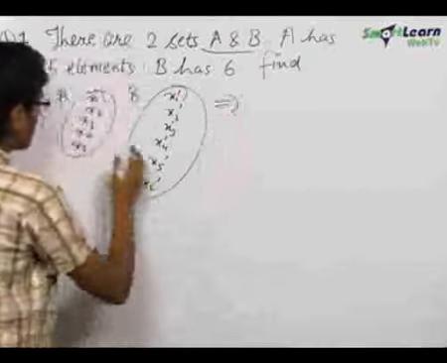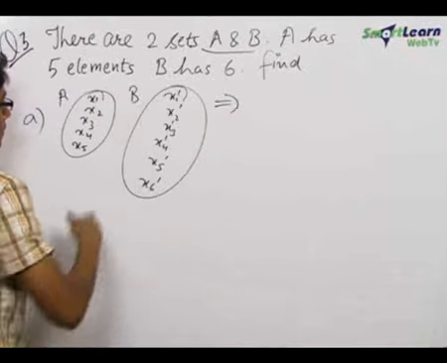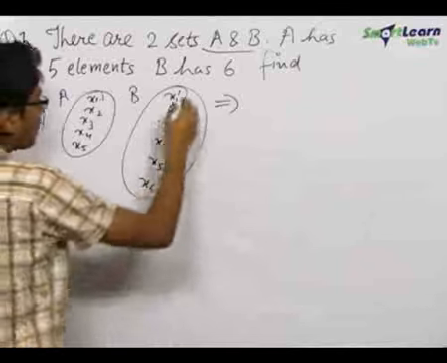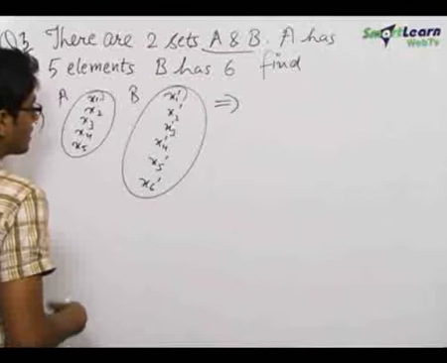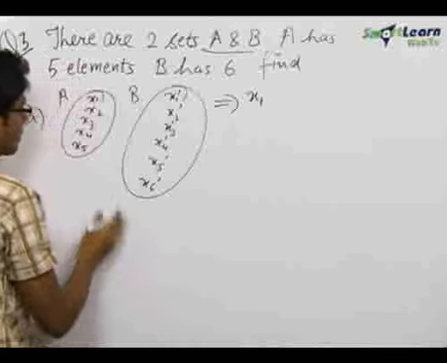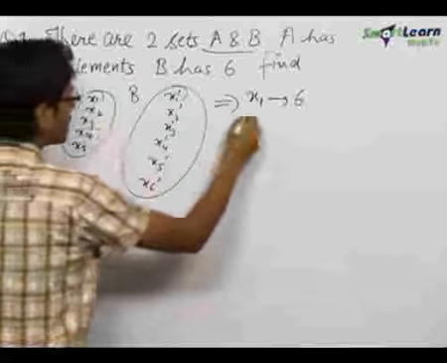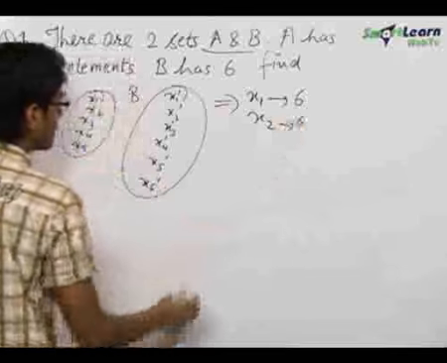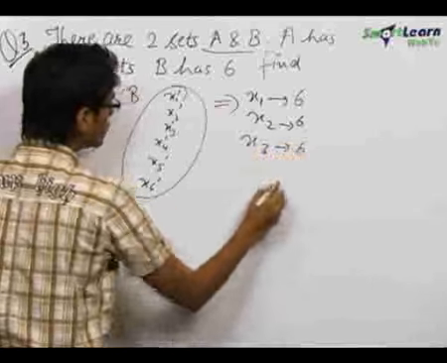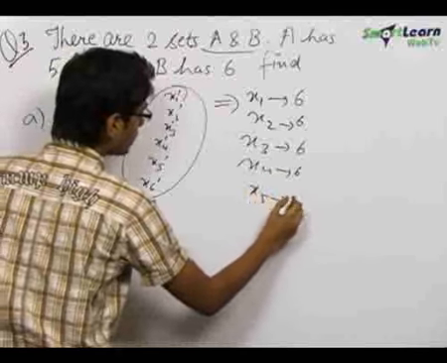Now for finding out the total number of functions possible from A to B, what we need to do is, let us see the first element x1. This pre-image x1 can have any of these 6 elements as the images. So the number of images possible for this pre-image x1 is 6. For x2 it is also similarly equal to 6. For x3 also similarly 6, x4 6 and x5 6.